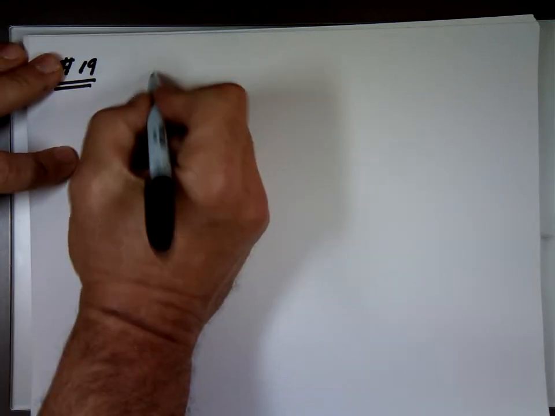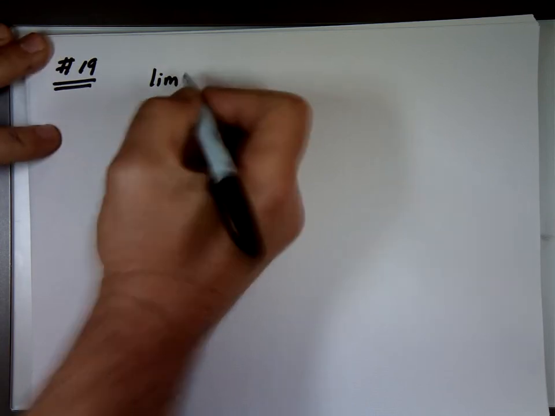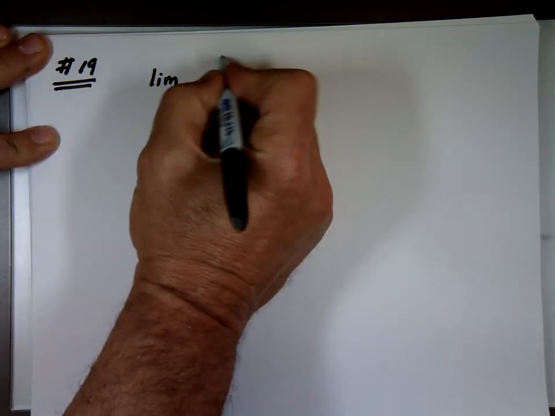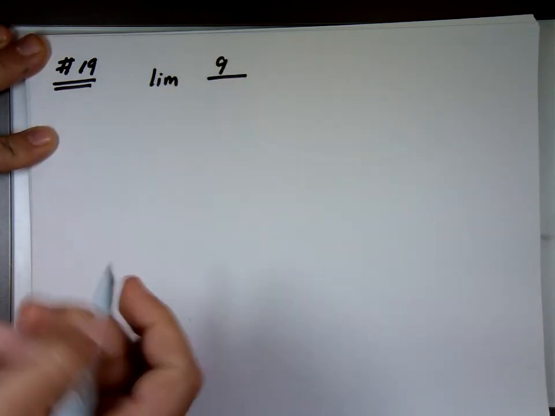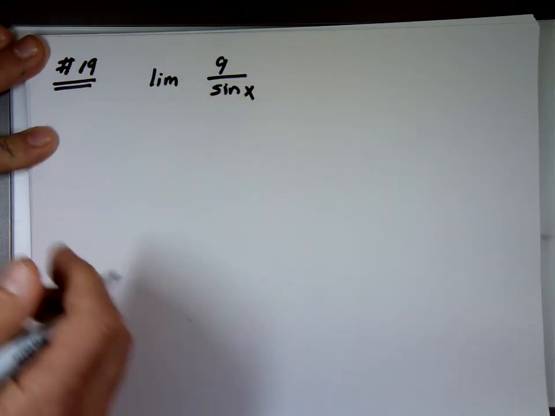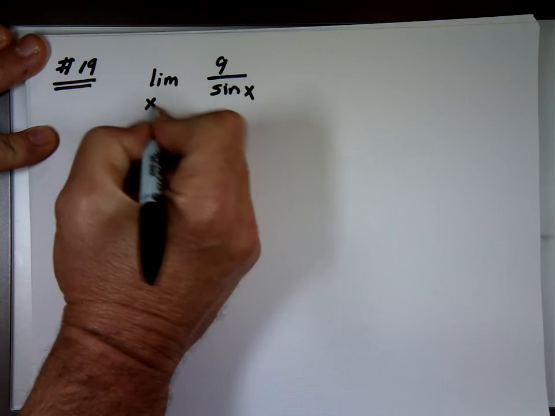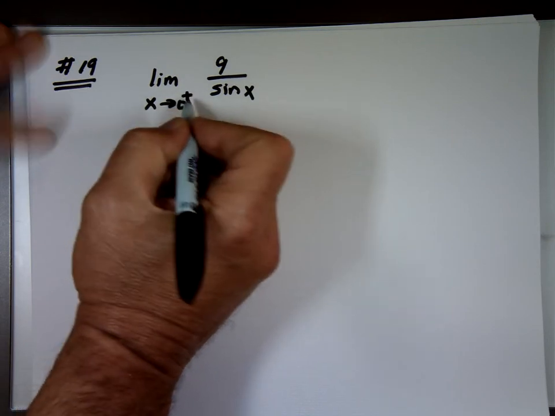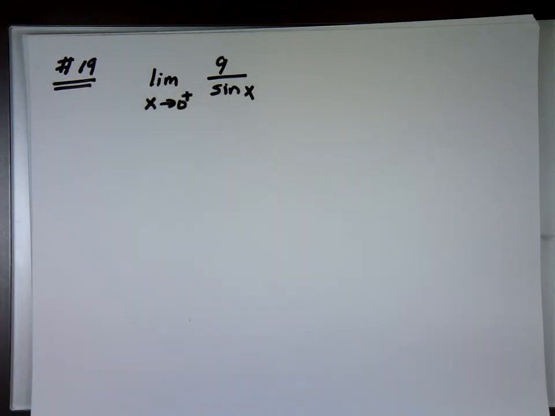I think I did it right, I just want to be sure. The limit of minus 9, because I see a red 9 here, over sine of x as x approaches 0 from the plus side. And they want to know, is it plus infinity or minus infinity or does not exist?